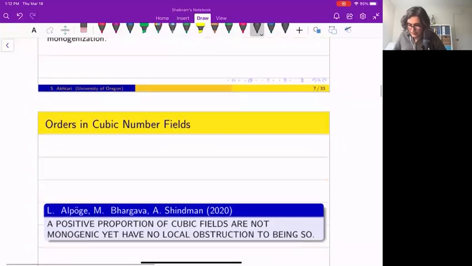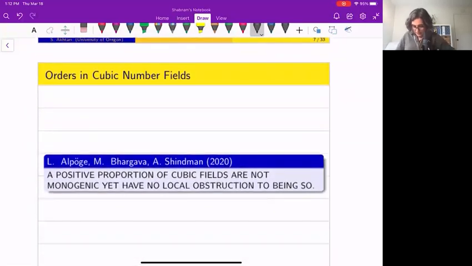For orders in cubic number fields, I'm stating a very new theorem here. Its contents and also its methods have nothing to do with my talk today, but it's very recent. They posted this result in November 2022, and I love the title, so I wrote it here so that I don't have to say anything. The title says what they are proving. In the quadratic case, every order was monogenic, but moving from quadratic to cubic, everything changed, and they could prove that a positive proportion of orders cannot be monogenized in any way.